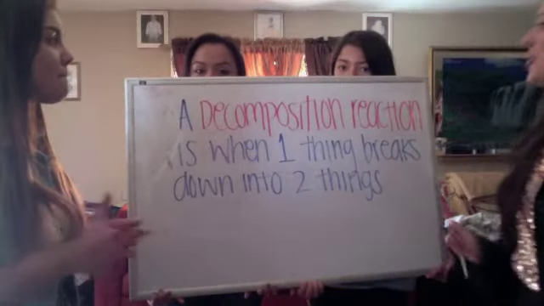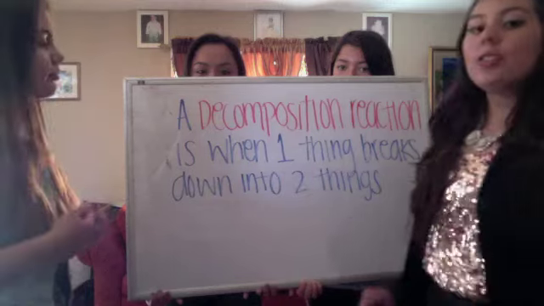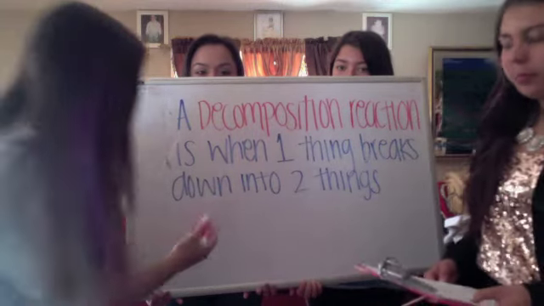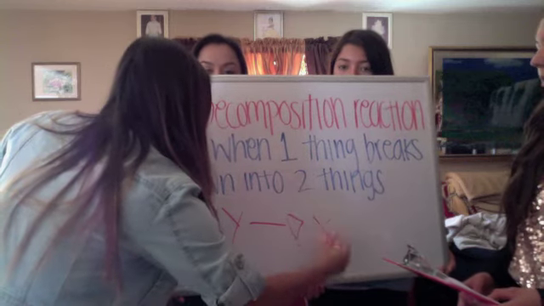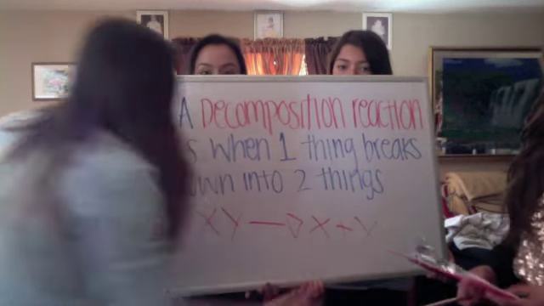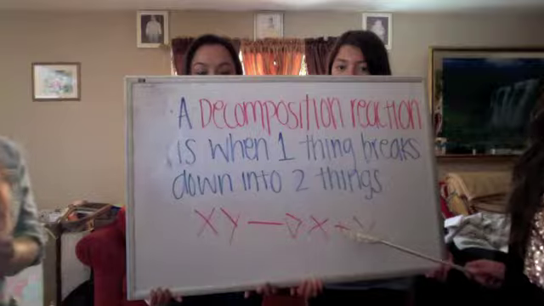A decomposition reaction is when one thing breaks down into two things. An example would be XY turns into X plus Y. Make sure you look for one reactant and two products.